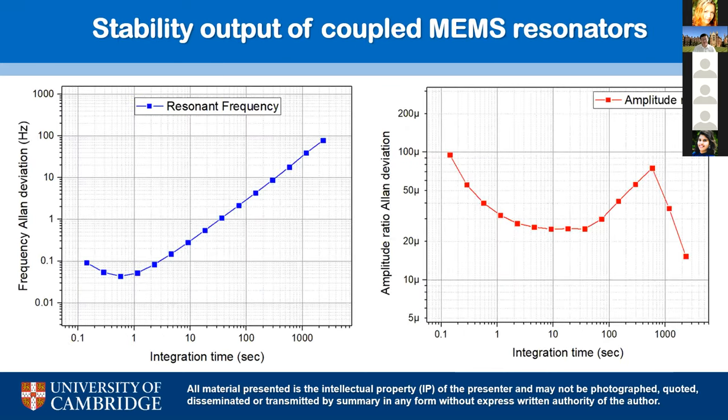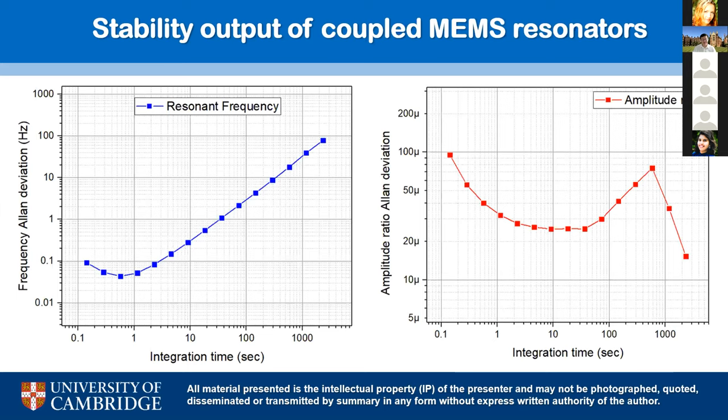So this graph here shows the stability output for the coupled MEMS resonator based on Allan deviation. This stability output is to see how the amplitude ratio output signal and frequency output signal deviate over time. By looking at these graphs, we can say that the frequency stability deteriorates over time, but the amplitude ratio stability deviates only at very small levels over time.